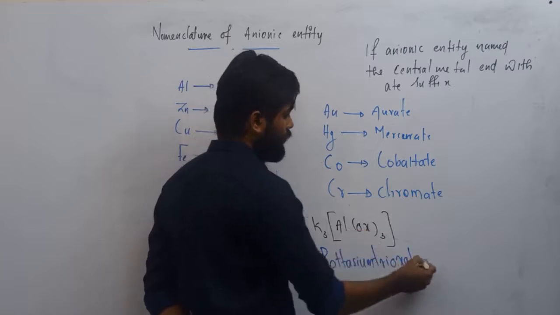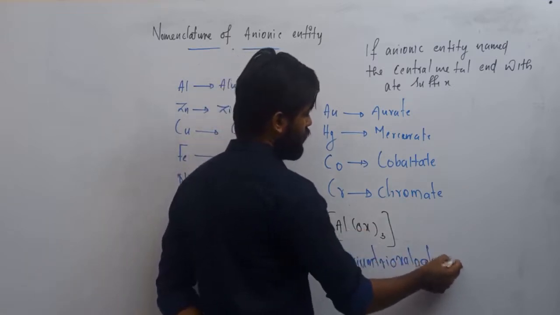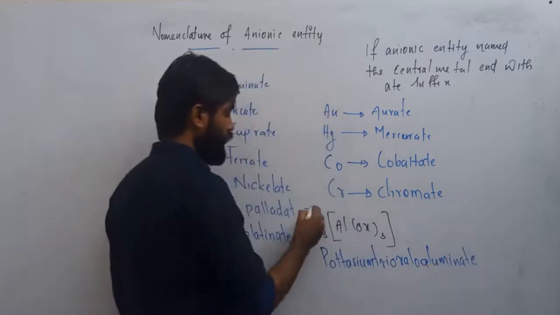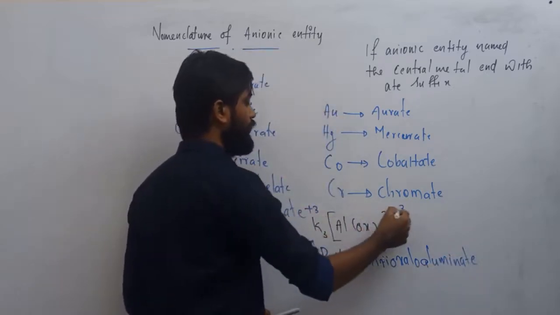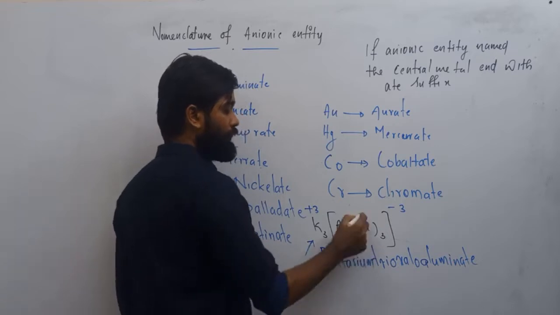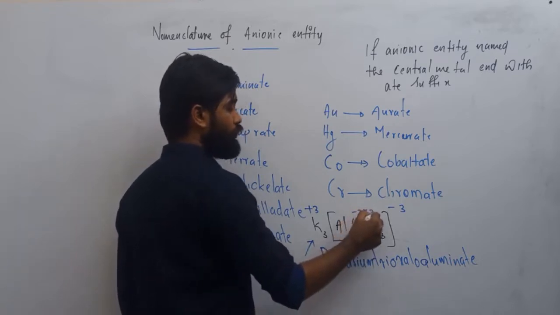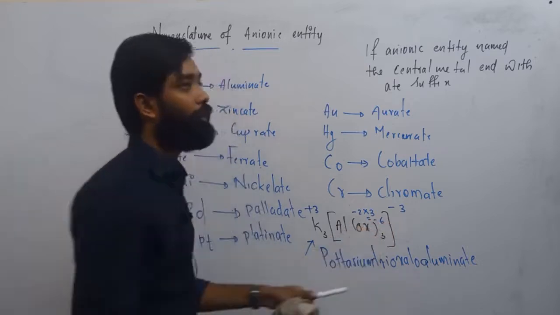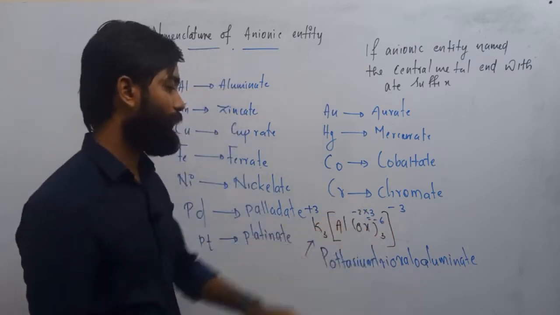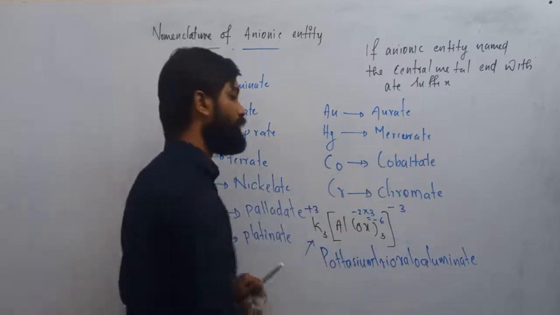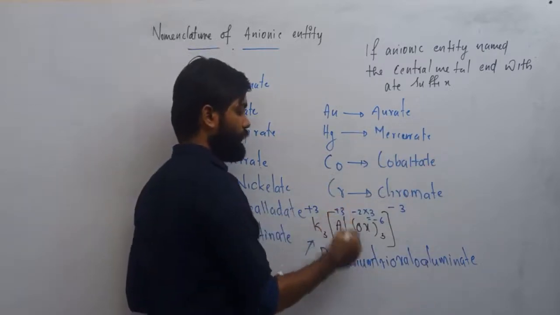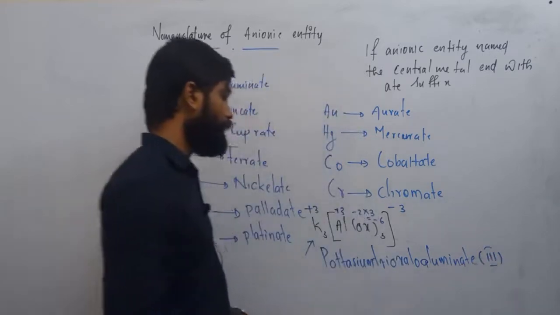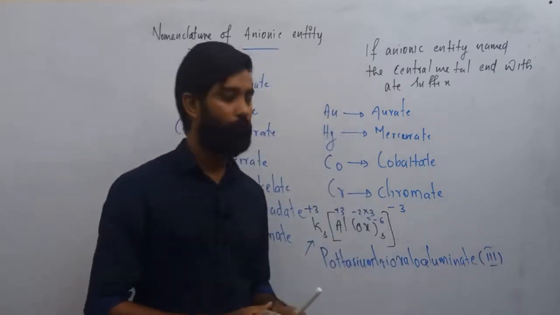Potassium trioxalatoaluminate. It's not aluminium, it's aluminate, because this is an anionic entity. So three potassium have +3 charge, so the entity should be -3. The charge of one oxalato is -2, so -2 times 3 is -6. Since the coordination sphere with ligands has -6 charge and the whole charge is -3, your aluminum should offer +3. And you all know that aluminum can offer only +3. So this is the name.